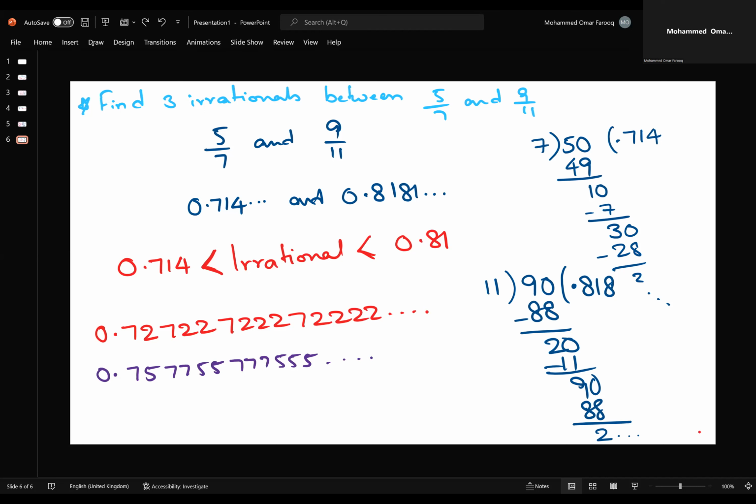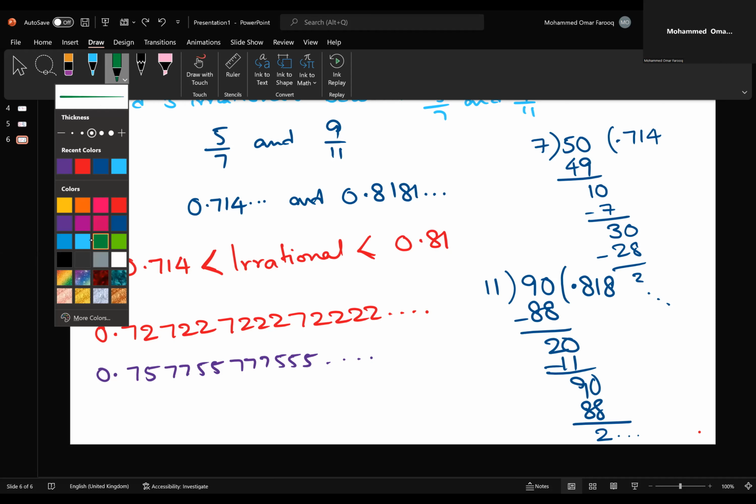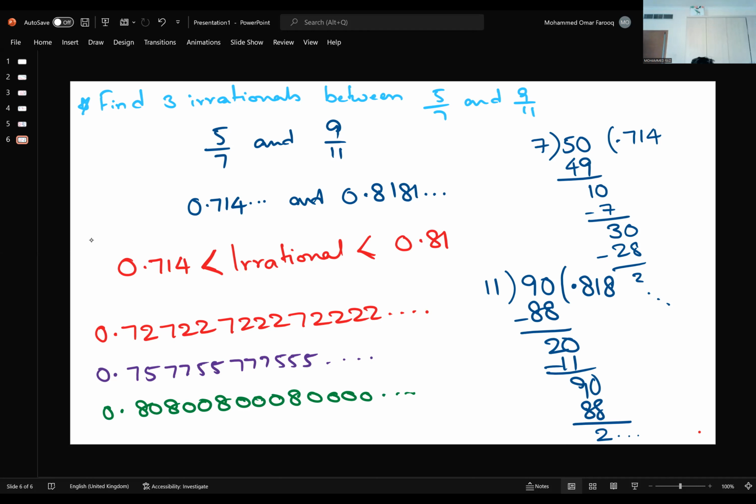Is it right, my dear students? So let us find out the third one. What is the third one? 0.80, 800, 8000, 8 with 4 zeros, and so on. This is also a non-terminating decimal. Is it right, my dear? So these are the three irrational numbers between any two given numbers. Did you understand, Agnivesh? Good.